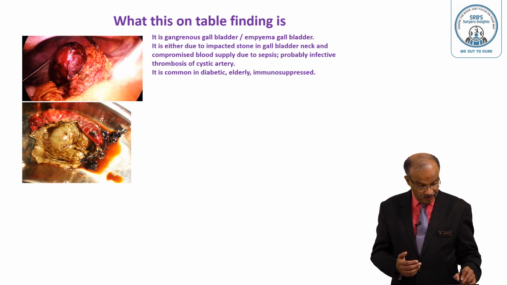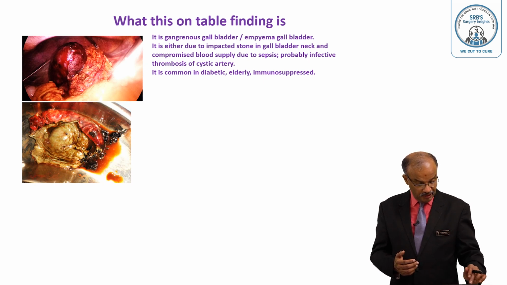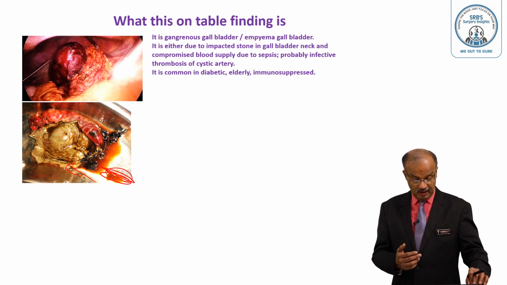See the mucosa here, necrosed, the entire mucosa is necrosed. Stones are there, multiple pigmented stones here, see. Multiple pigmented stones are there. See the necrosed mucosa here, see that? Pus here, infected bile actually. So that is typical of the gangrenous gallbladder.